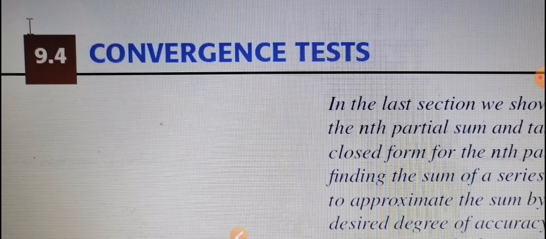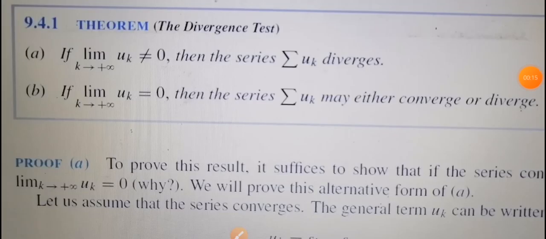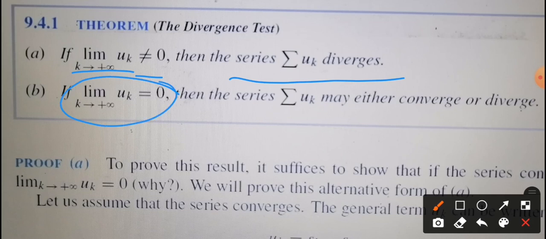The first test we are going to discuss is named the divergence test. So here is the statement of the divergence test. We apply the limit on the general term of the series, that is, limit k approaches infinity of u_k. If the answer is not equal to 0, then the series diverges, and if the answer is equal to 0, then the series either converges or diverges. So we are not confirmed in such a case.